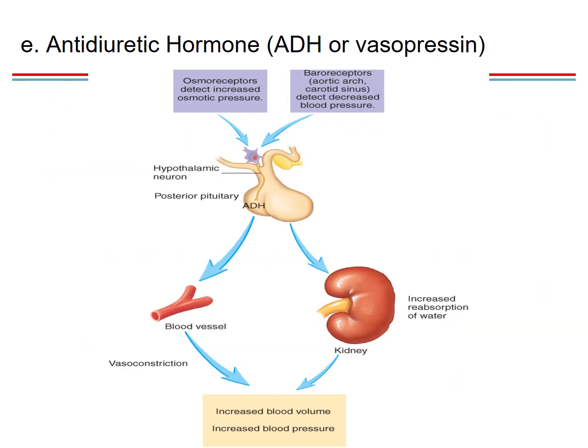So now let's examine some of the hormones that are involved. The first one is antidiuretic hormone, ADH, or vasopressin. Again, this is produced by the hypothalamus, and it's stored in the posterior pituitary gland, and then it's released from the posterior pituitary gland when osmoreceptors detect an increase in plasma osmolality.